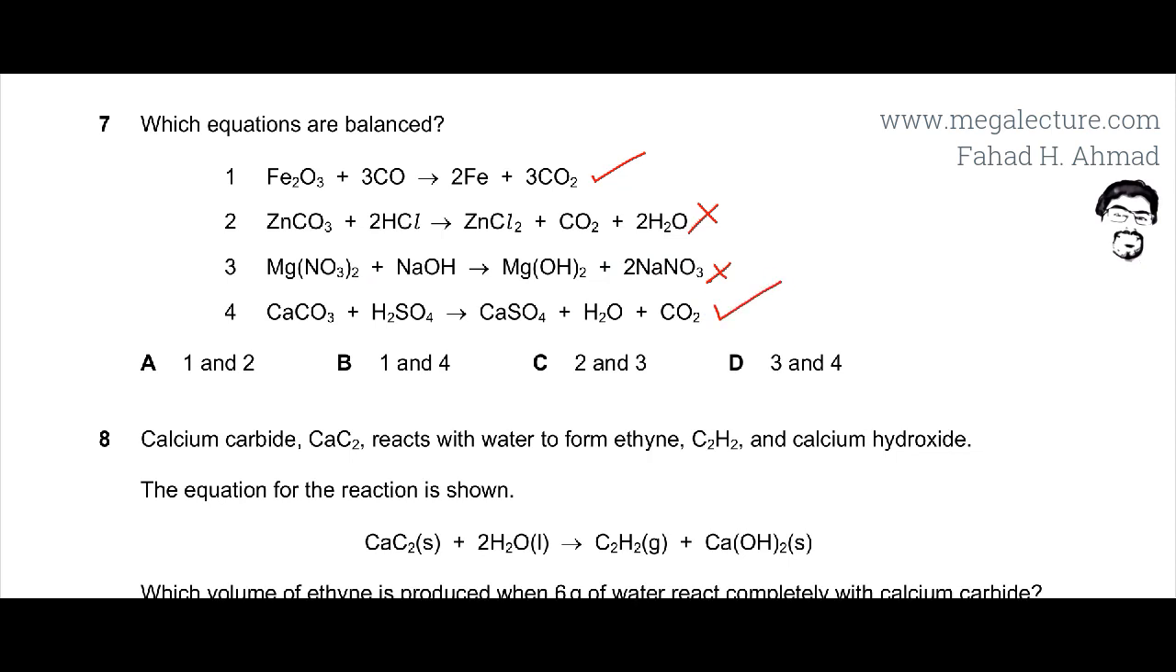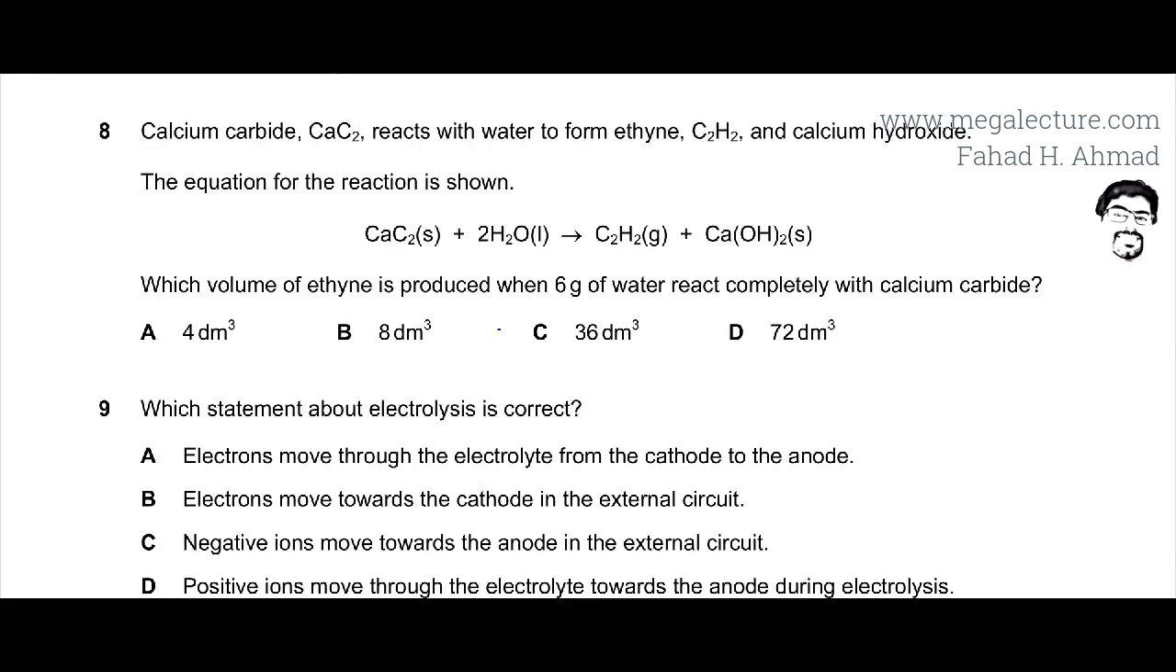So your correct answer is going to be B. 1 and 4 are balanced chemical equations. In the following question, the question reads that calcium carbide, which is CaC2, reacts with water to form ethyne, which is C2H2, and calcium hydroxide. The equation for the reaction is also shown. So there is CaC2 plus H2O, and it's forming C2H2 and calcium hydroxide.